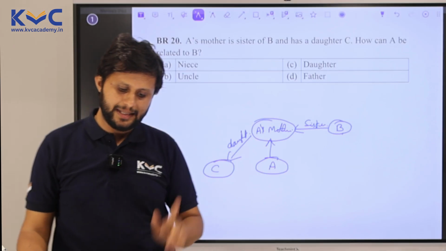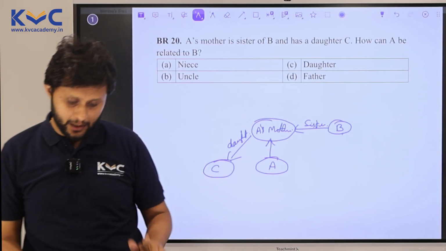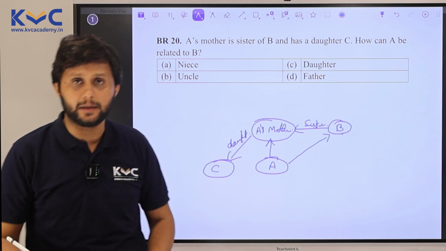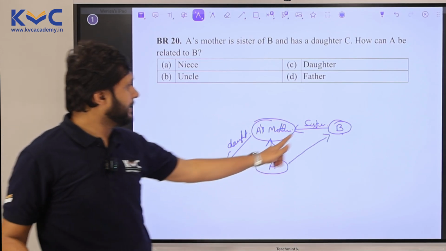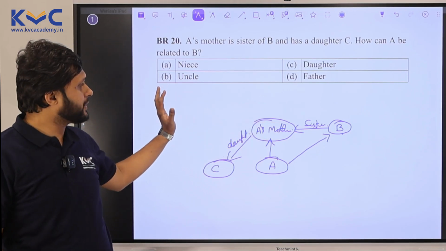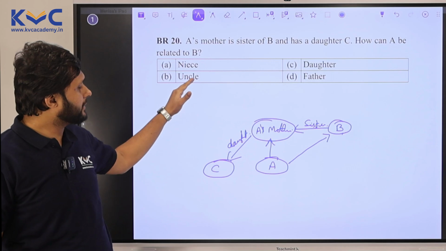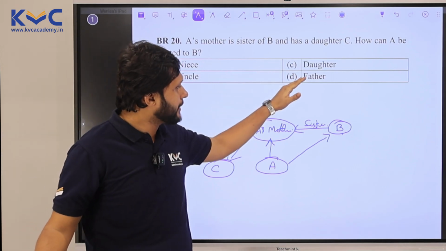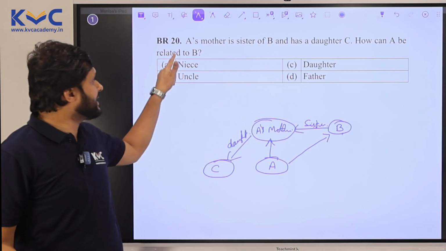Okay. How can A be related to B? B is over here. How is A related to B? It's a different generation. Correct? So we'll see the options. We have uncle, we have niece, we have daughter, we have father. Okay, and we have to see the relation to B.